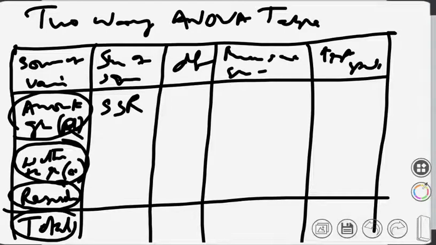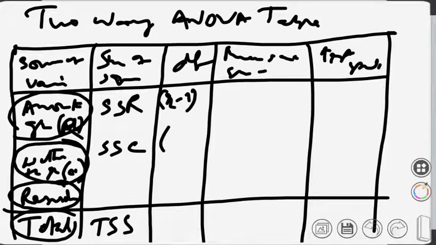So in the sum of squares column, there will be SSR, that is sum of squares of rows. Then this is SSC, sum of squares for columns, and this is TSS, total sum of squares. DF is R minus 1, that is row minus 1. This is column, C minus 1, and TSS will be R minus 1 into C minus 1.